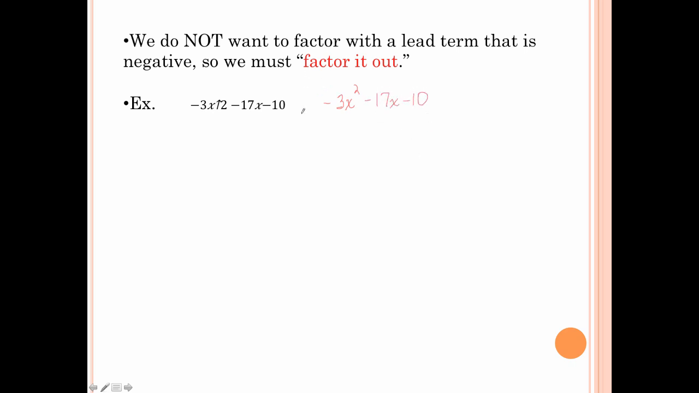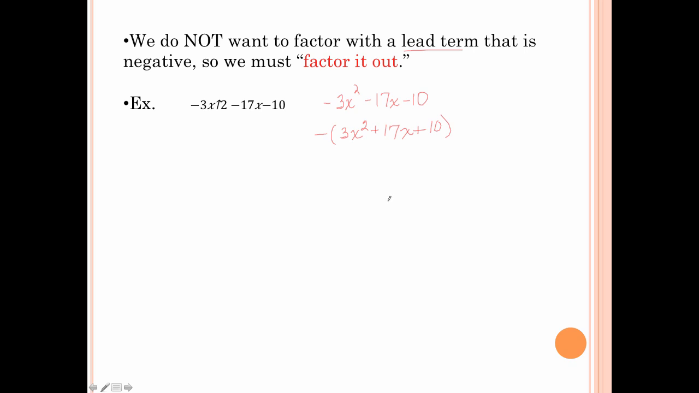I'm going to need to factor out my negative. I can't have a lead term that's negative, so I'm going to need to take that negative out. By doing that, I'm going to have a negative on the outside of my parentheses. That leaves me with a 3x squared. If I take a negative out of here, that leaves me with a positive 17x. Taking a negative out of here, I ended up with a positive 10.